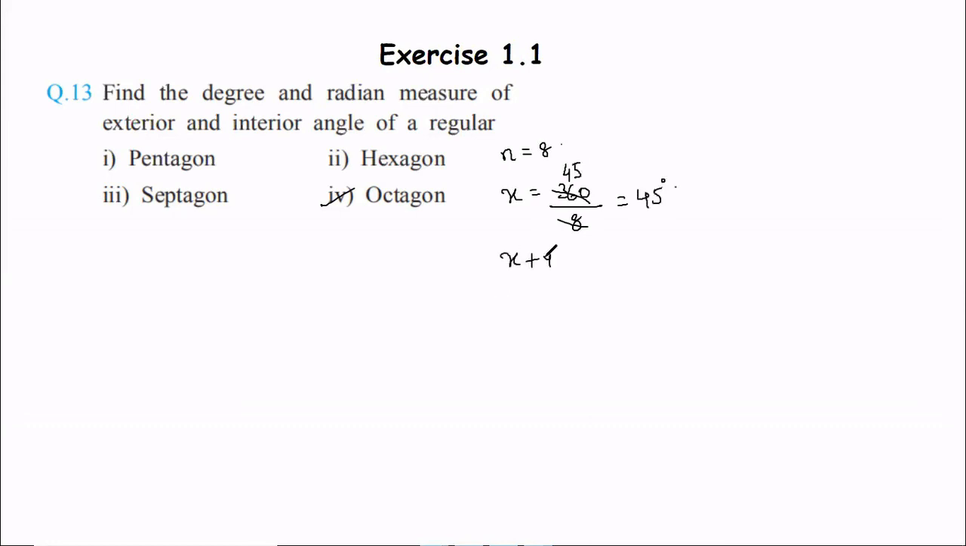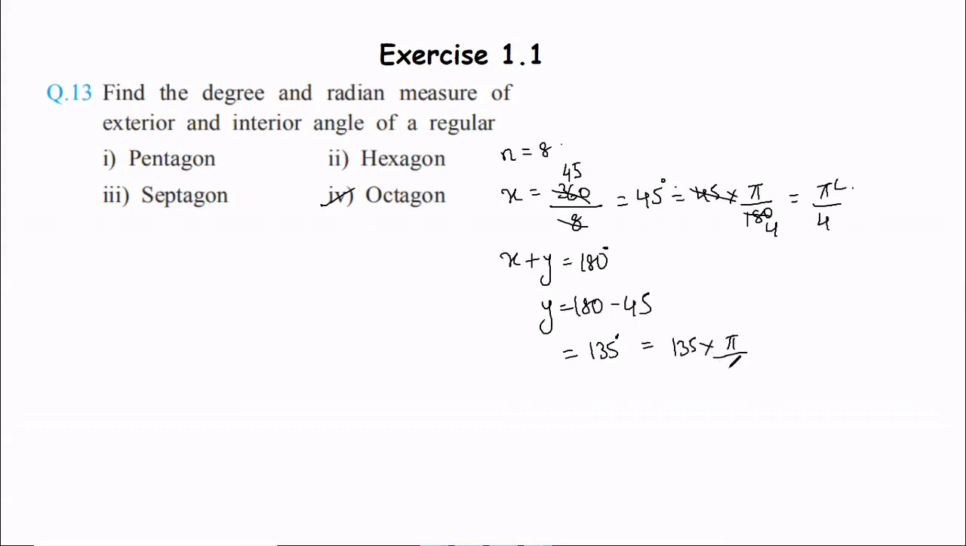So X plus Y is equal to 180. We'll calculate for the interior angle now. Y is the interior angle: 180 minus 45, that is 135. Now converting these answers to radians. So 45 into pi by 180 gives you pi by 4 radian. And now 135 into pi by 180 gives you 3 on cancellation and 4 over here. So that is 3 pi by 4 radian.